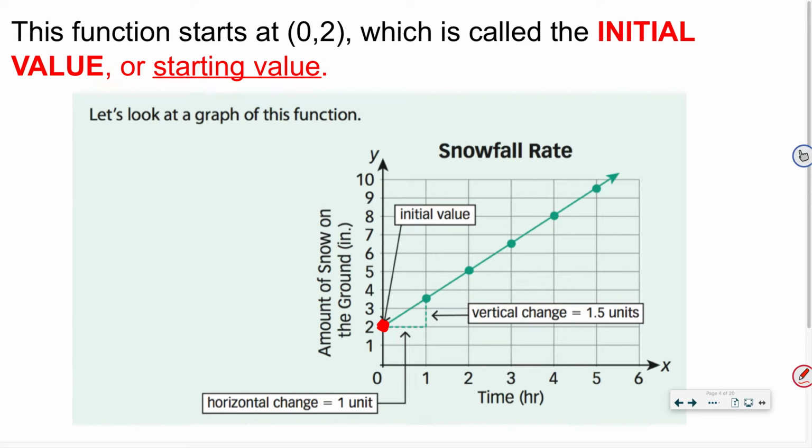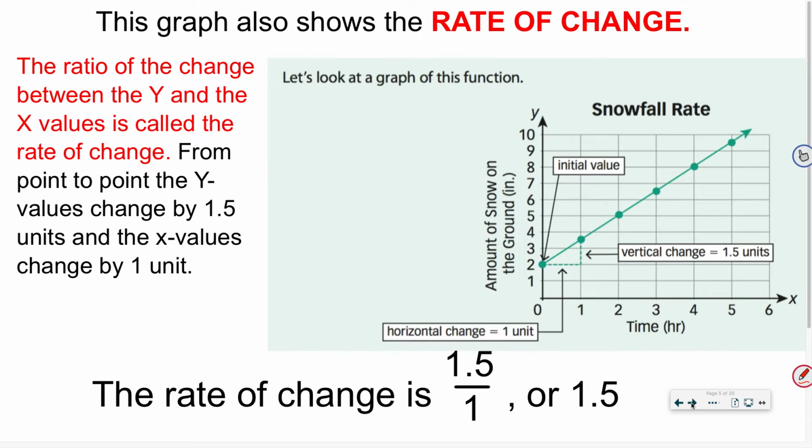This is our initial value. So it's all about the context, but it represents the same thing. It's the value of y when x is 0. In this case, when 0 hours have passed, we have 2 inches of snow on the ground.